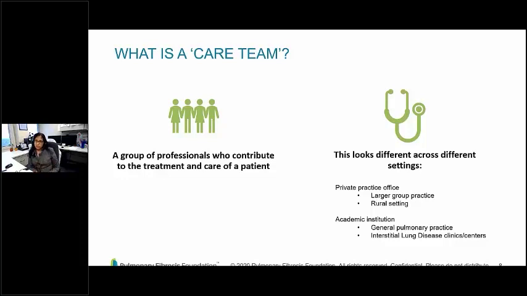And then if you look at an academic institution, a lot of them will have a general pulmonary practice clinic, and then they'll have subspecialty clinics, and the one we're talking about would be an interstitial lung disease clinic or center.